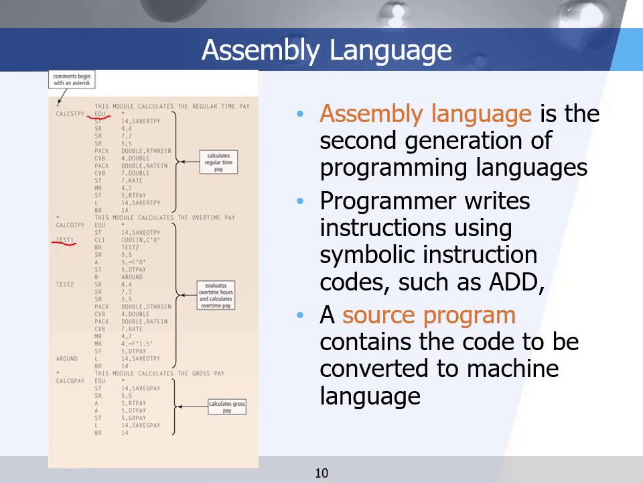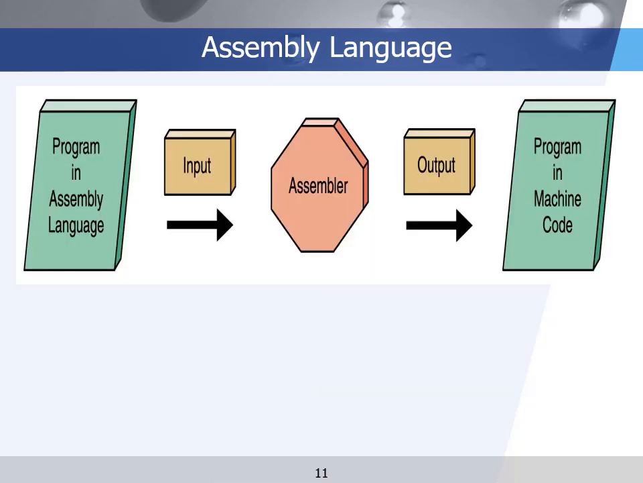So programmers write instructions using symbolic instruction codes such as add. So you don't need to write some binary codes like 0, 4, F, B, H to represent this addition. You can just write add to represent the addition operation. And this type of programming language cannot be directly executed on the computer. It has to be converted into the machine language. So the translator, we call it assembler.